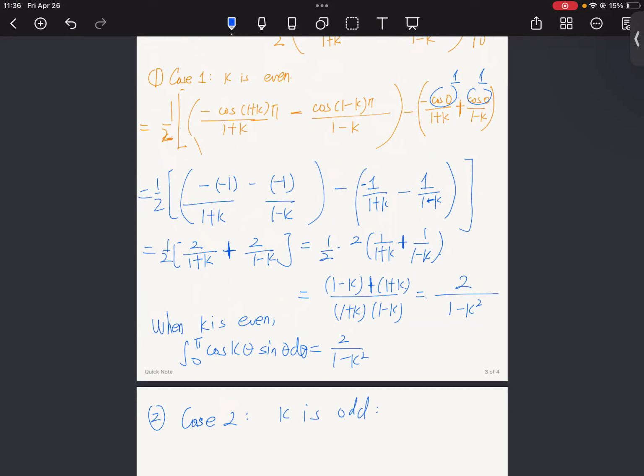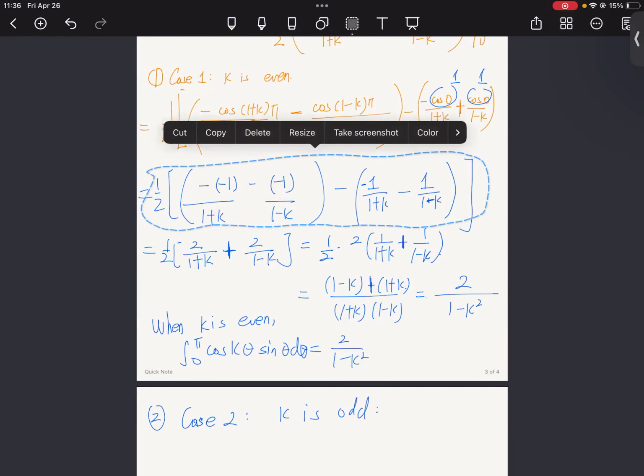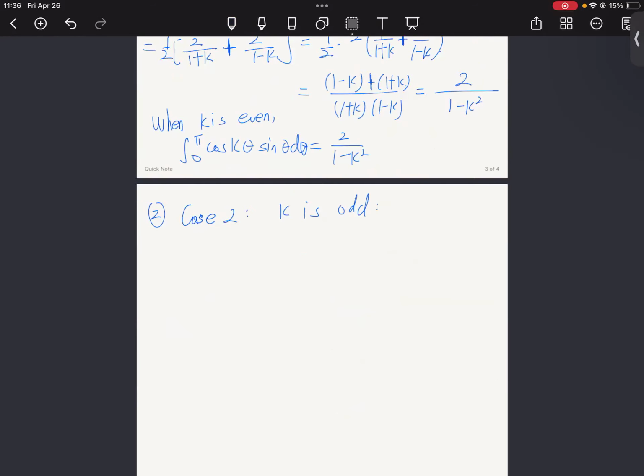If this one is an odd number, and then what can we get? If this one is an odd number, then you would get this one. It just goes to 1. It's not the -1. So here I'm going to copy down all these things, and it would just change the sign here, just change it on one side.